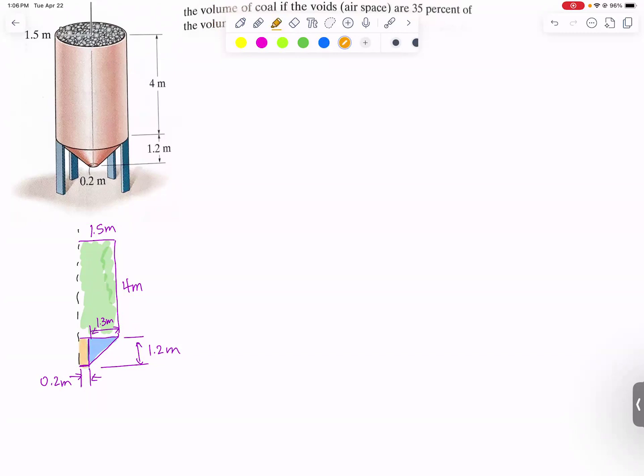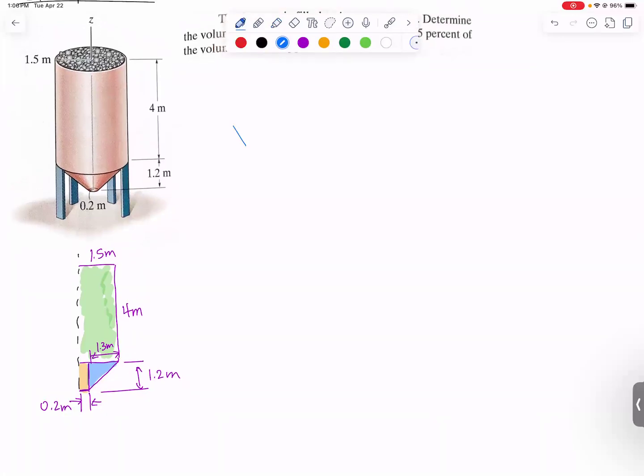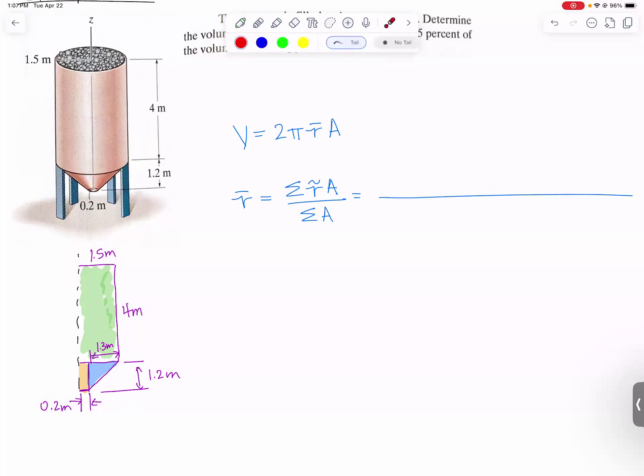But what I want to find, if I'm looking for the volume, our equation was volume equals 2 pi r bar times A. Well, r bar can be in any direction. We're measuring out and away from the axis of rotation. So let's find r bar. r bar is equal to the summation of the r tildes times the areas over the summation of all of the areas. So starting out with a green rectangle, it looks like its centroid is going to be right here.